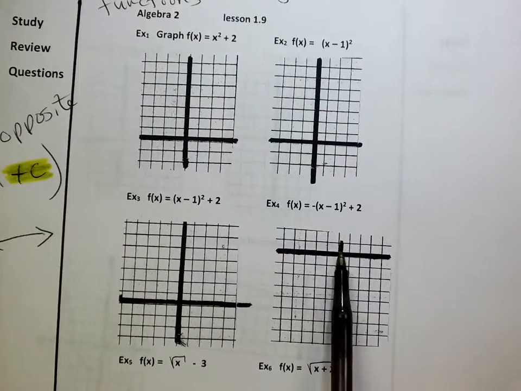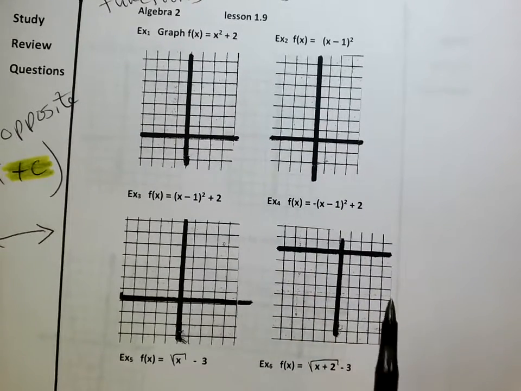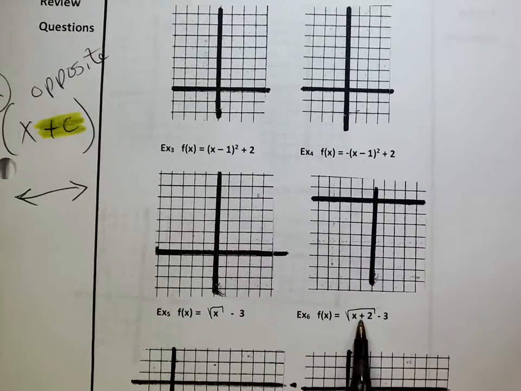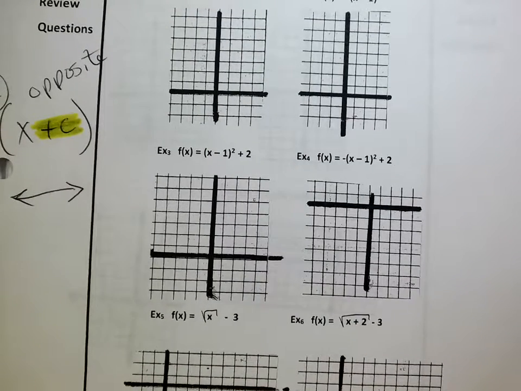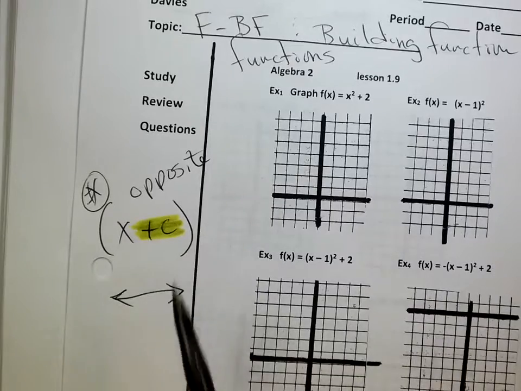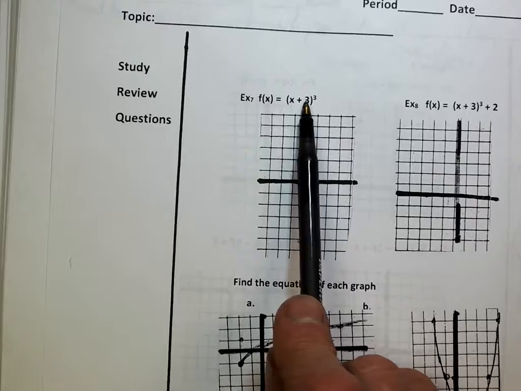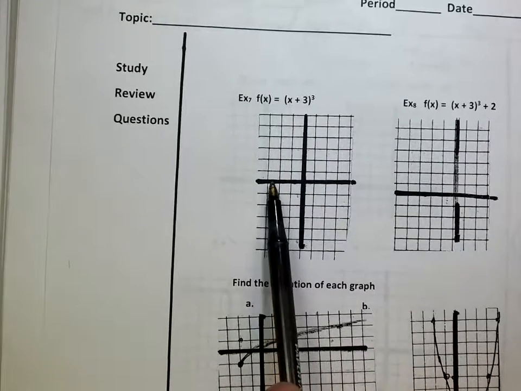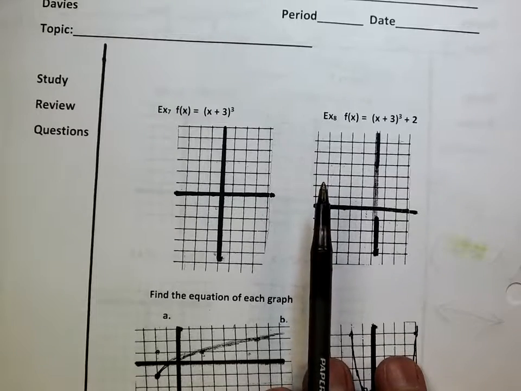-1, we're going to move it to the right 1. +2, we're going to move it back 2, or to the left 2. Okay? So if it's on the inside, we always go the opposite. If it is a +3, we're going to move it to the left 3. It's always the opposite. It zeroes it out.